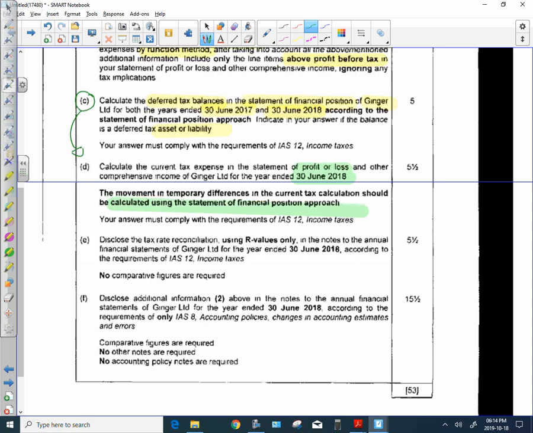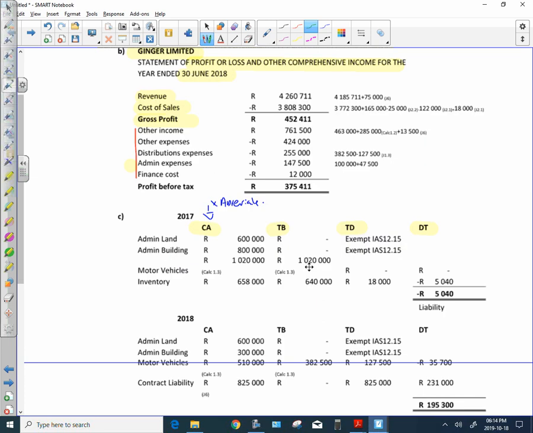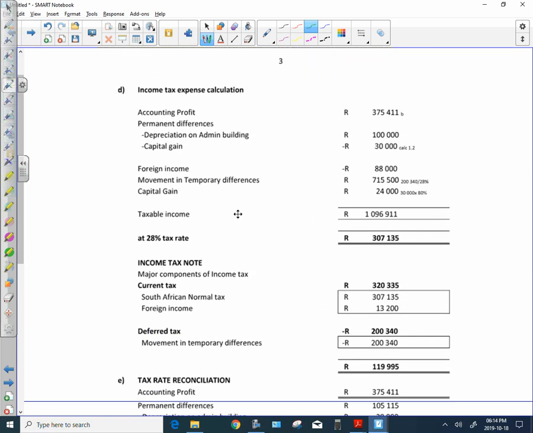Right, and here it becomes really important for you to know your formats off by heart. You need to know exactly what this calculation looks like so that you can jot it down as you get to it. Calculate the current tax expense. Where do we start? We always start with profit, or our accounting profit, profit before tax, and that would be the answer you calculated in B. Remember, they asked you for the statement of profit and loss. Right, you'll have your permanent differences, you'll have your foreign income, capital gains, and that'll give you your taxable income.